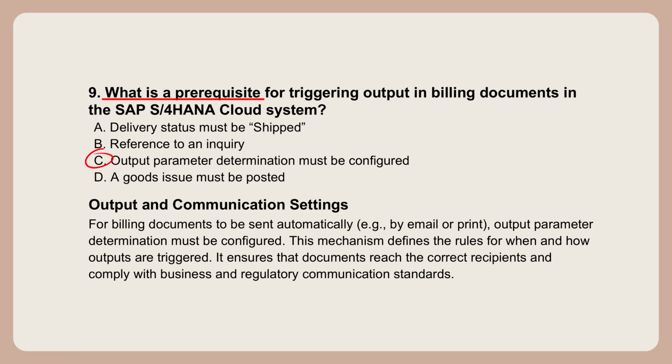Output parameter determination sounds technical, so you need to set up rules. Pretty much. It's a configuration framework where you define when an output should trigger, like on save, what output type, email, print, EDI, how it should look, which form template, and who it goes to, based on partner functions, maybe? So it uses conditions based on the document, the customer. Right. Based on the context of that specific billing document, the rules figure out the correct output action. It ensures the right thing goes to the right place automatically. Okay, essential configuration then.